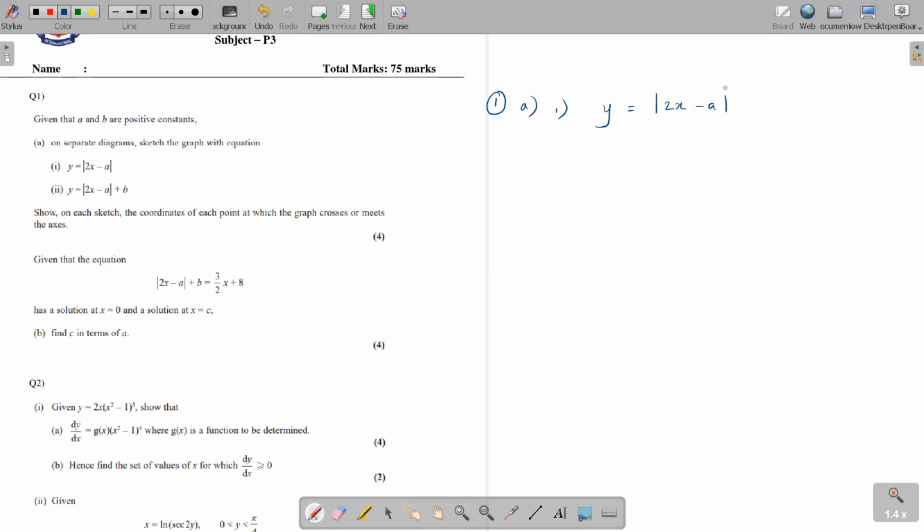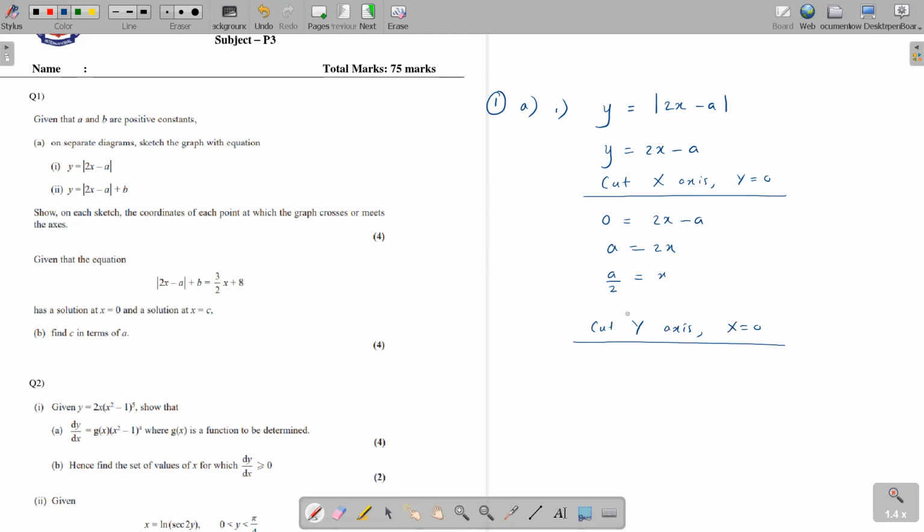So what do you do here? First, you ignore the modulus sign and you just draw the whole graph, right? Are you guys with me? Yes. When you cut the x-axis, y is 0. 0 equals 2x minus a. So a equals 2x, which means x equals a divided by 2. And when you cut the y-axis, x is 0, so y equals 2 times 0 minus a. So y equals minus a.